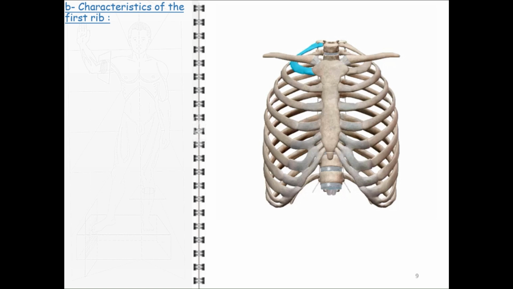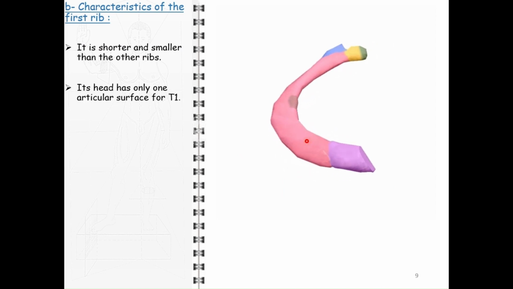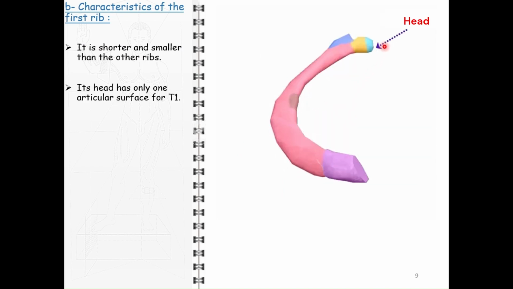However, the first rib exhibits certain distinct characteristics that set it apart from the other ribs in terms of structure and function. It is shorter and smaller than the other ribs. Its head has only one articular surface for T1. And its neck is thin and rounded.